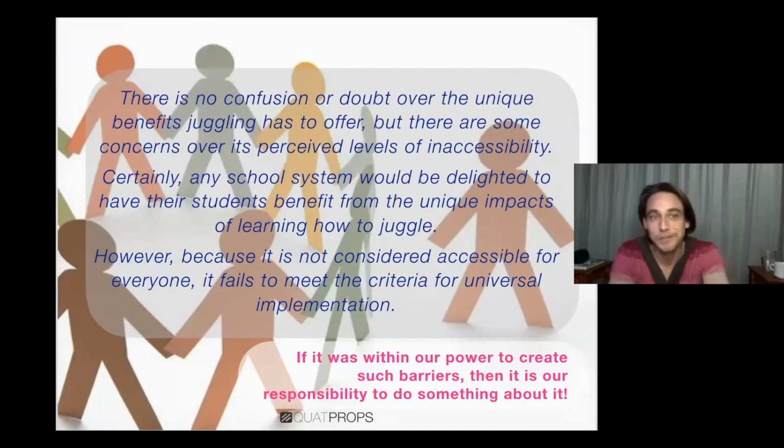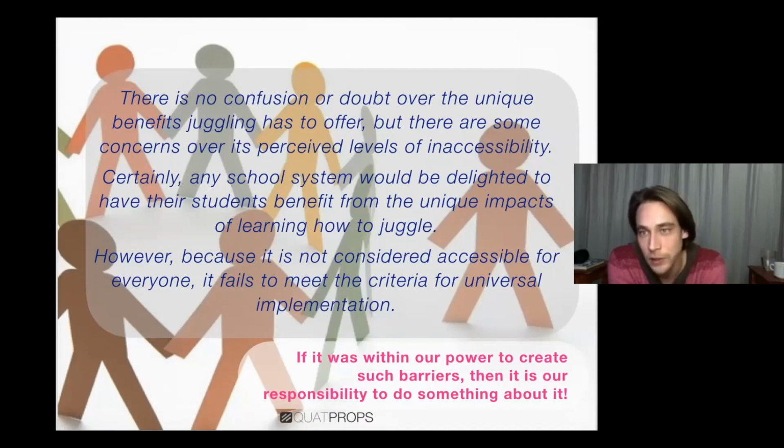To summarize, or to drive a point home, there is no confusion or doubt over the unique benefits juggling has to offer, right? But there are some concerns over the perceived levels of inaccessibility. So everybody wants the impacts, the benefits of juggling, but not everyone is sure that those benefits are accessible. Certainly any school system would be delighted to have their students benefit from the unique impacts of learning how to juggle, especially now. There's so much shifting going on in education right now, and a lot of that is being affected by our economy, right?